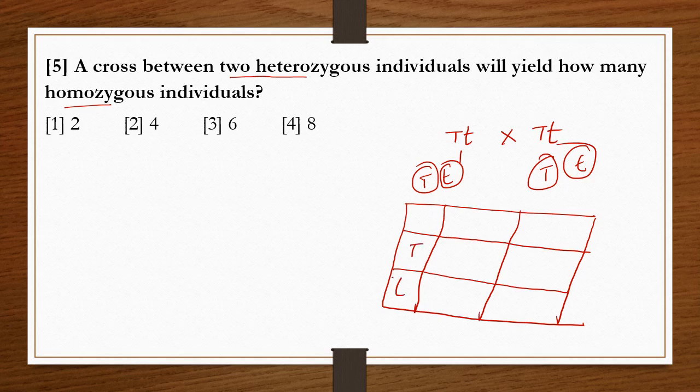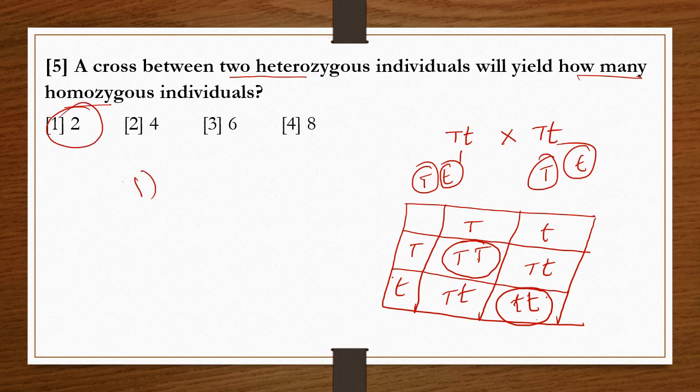The offspring are capital T capital T, capital T small t, capital T small t, small t small t. The question is, how many are homozygous? Homozygous means two similar genes. So here one is capital T homozygous and one is small t homozygous. So two homozygous individuals are formed. The correct answer is option 1.